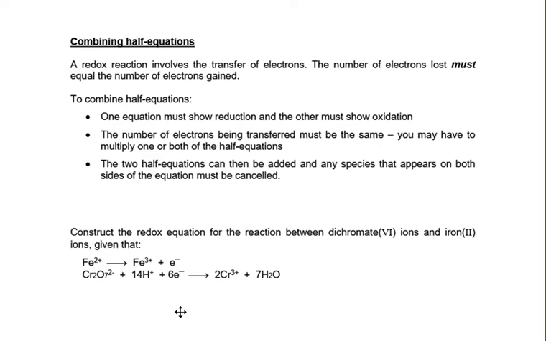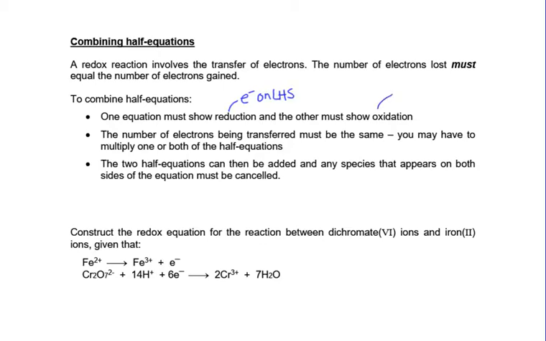So now that we know how to construct a half equation, we need to learn how to combine them. And to combine them, the key thing is that the electrons must be the same. So the first thing we need to do is check that one of our equations is reduction and the other is oxidation. So one of them must have the electrons on the left, where it's being reduced. So they're gaining. So the electrons are on the left-hand side.